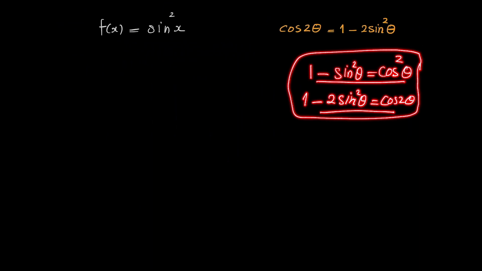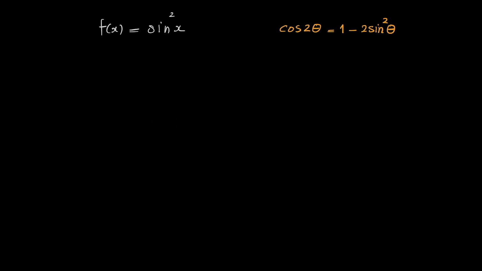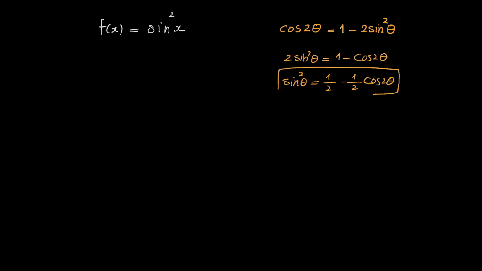Yes? So I want to use this formula. So how can I use this formula? Let us manipulate it a little bit. I move this to the other side, and I move this to the other side. So this becomes 2 sine squared theta equals 1 minus cosine 2 theta, yes? And then because I am looking for sine squared theta, I divide everything by 2, so it becomes 1/2 minus 1/2 cosine 2 theta. So this is one formula here.